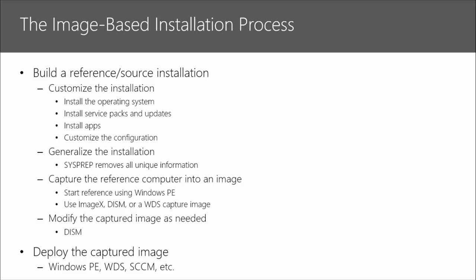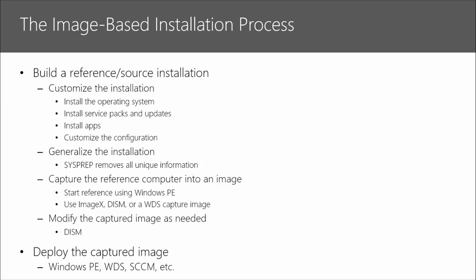And what we want to do is take a copy of that hard drive and put that into an image file. The way to do that, there's a couple ways. One is you can boot up that computer using Windows PE, and then use ImageX or DISM to capture the image of that computer. You can also boot that computer to the network if you have WDS, and you can download from WDS automatically what's called a capture boot image that allows you to capture the settings of that reference computer up to the WDS server as an image file. So, different ways of capturing that reference computer image.